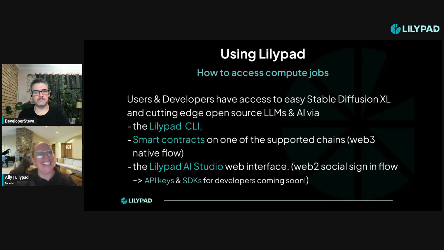There's also the Lilypad AI Studio, or LilySAS as we colloquially call it, which we'll be building out as we go this year, with API keys as well as SDKs for developers. Currently this is under maintenance and we are working on building this out more thoroughly too.